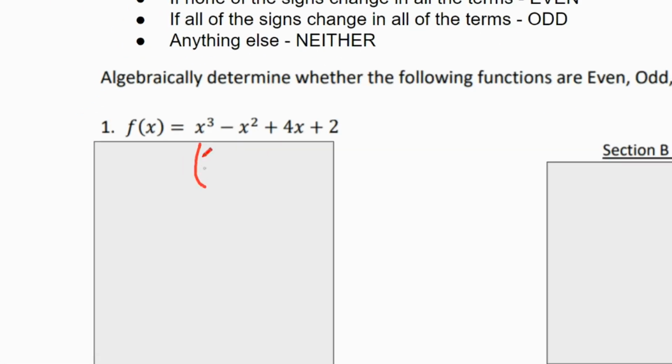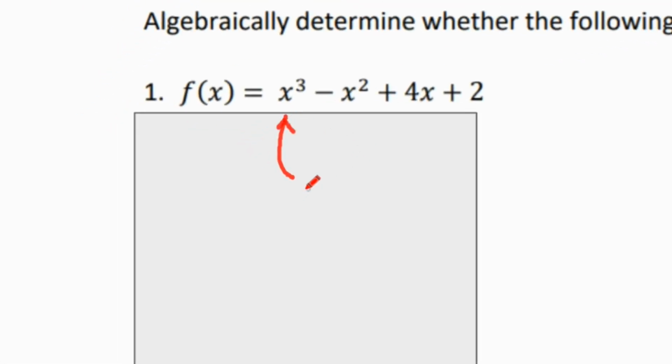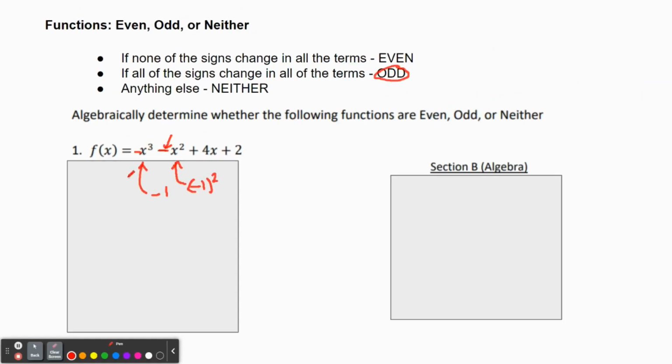Let's take a look at this one. If I plug -1 in here, I'm going to get -1 times -1 times -1, which is -1. So this sign will actually change. So far, it might be on its way to being an odd function. Now, if I plug -1 in here, -1 squared is going to be +1, which will not change this sign. This sign will stay the same. So since one of the signs has changed and the other one hasn't, then that means that this is a neither scenario.